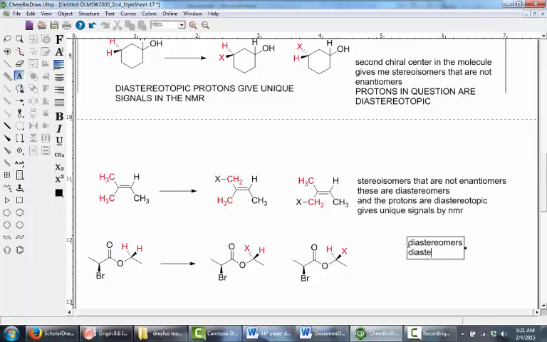Diastereomers, diastereotopic protons. That means if I look at the CH2, I would initially say the CH2 protons are chemically equivalent, but in fact, because of this chiral center elsewhere in the molecule, what I'm going to see are two different signals, one for each of these diastereotopic protons.